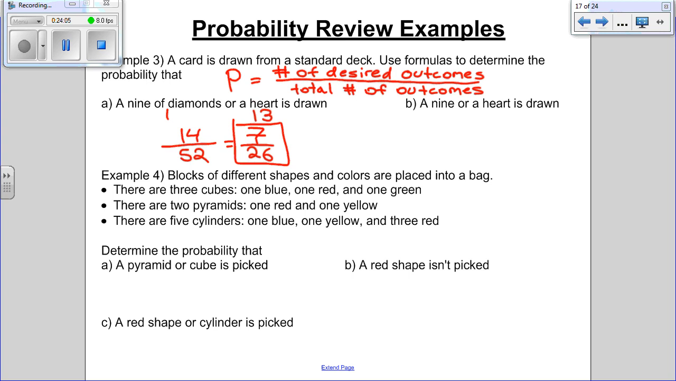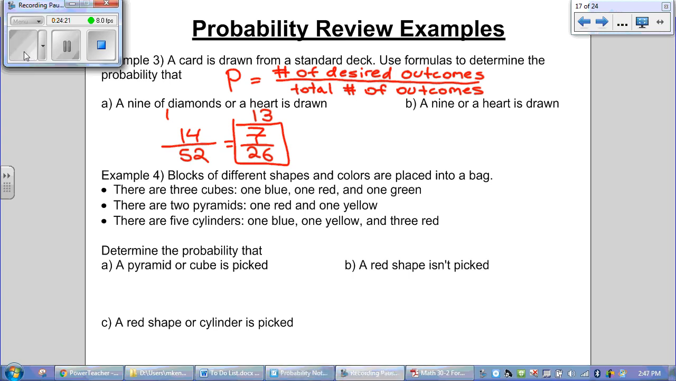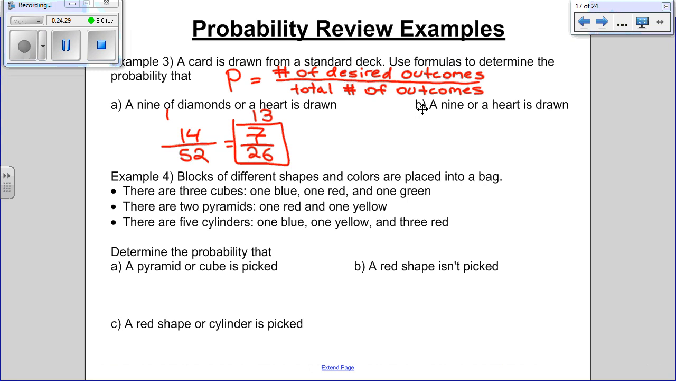I want you to try B on your own. So it says a 9 or a heart is drawn. Very similar question, but it is different. So give it a shot. And there's a trick to this one. The way I would think this thing through. I want a 9. How many 9s are in a deck? There's 4. There's the 9 of diamonds, 9 of hearts, 9 of clubs, 9 of spades. Or I want a heart to be drawn. There's 13 hearts.